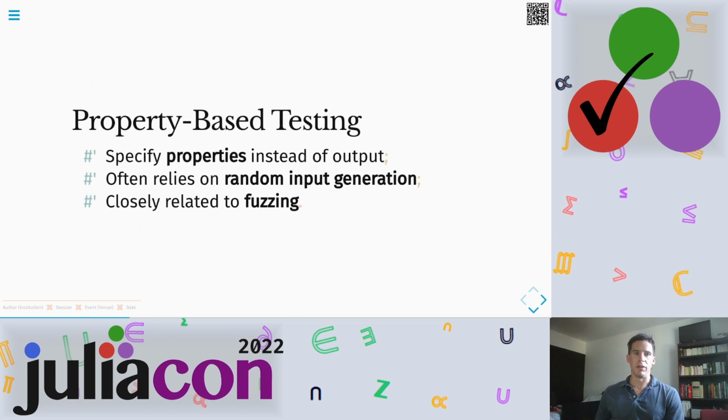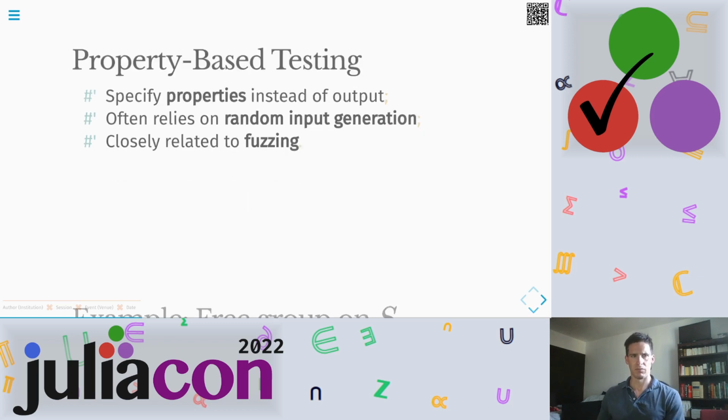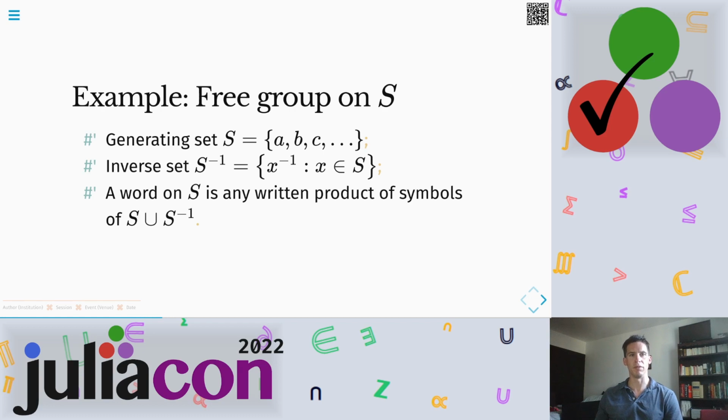Another way of testing software is called property-based testing, where we specify properties instead of outputs. It often relies on random input generation, although this is not mandatory, and for that reason it's closely related to fuzzing. For the rest of the talk, we're going to use the free group on a set as an example. Given a set S containing symbols like A, B, C, etc., you can generate the inverse set, which contains the same symbols with a little inverse mark here.